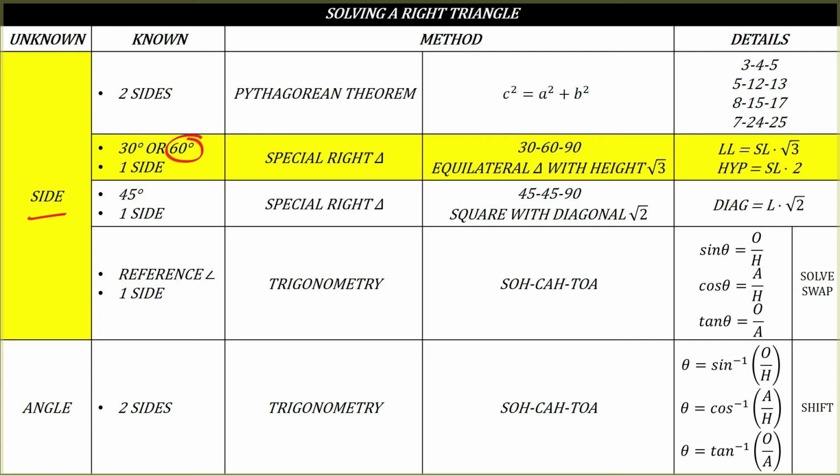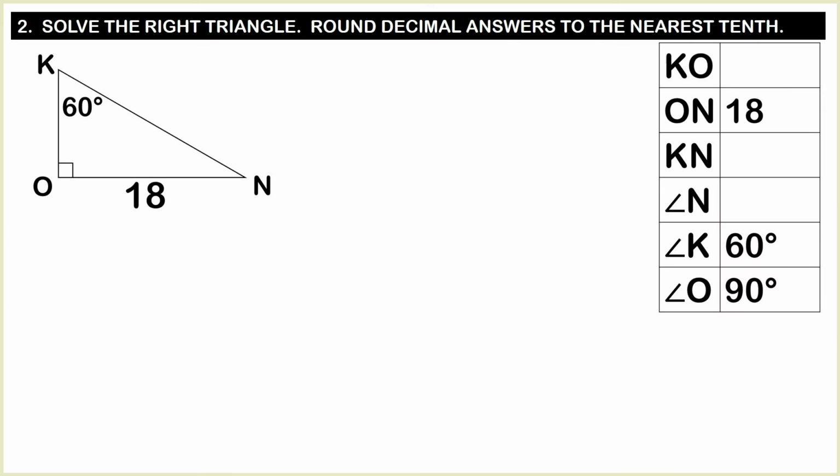Remember, a 30, 60, 90 special right triangle is half of an equilateral triangle where the height involves the square root of 3. But on this problem, because I know the long leg and I'm looking for the short leg, I will use this formula. The long leg equals the short leg times root 3. I don't know what the short leg is, but I know that the long leg is 18. So my equation will look like this: 18 equals the short leg times root 3.